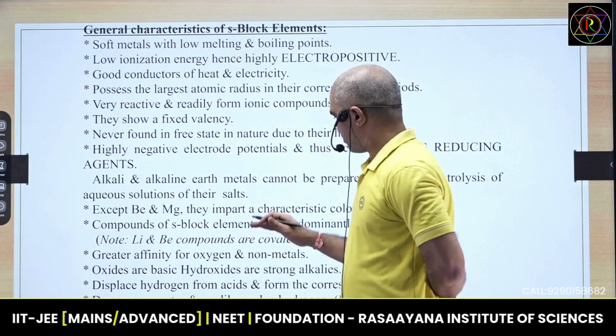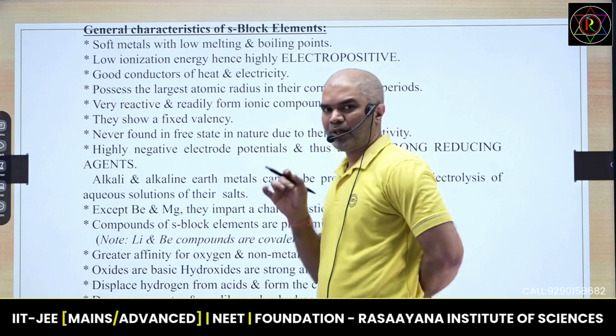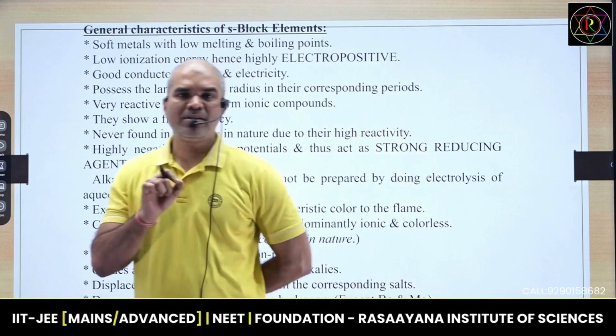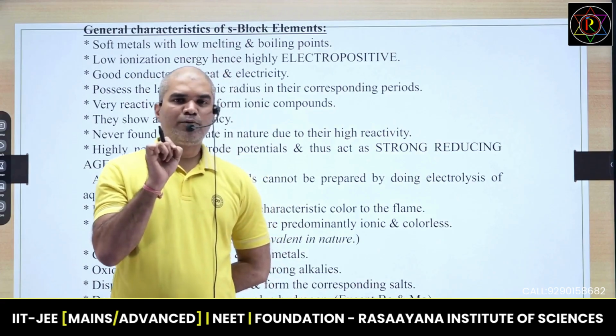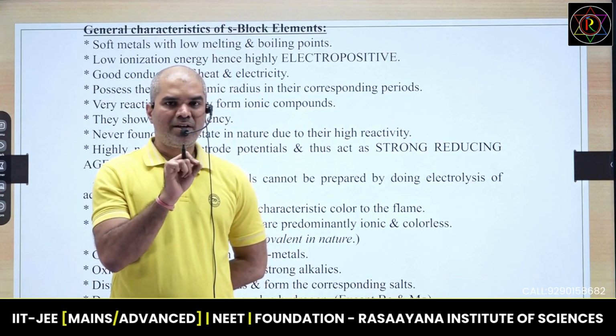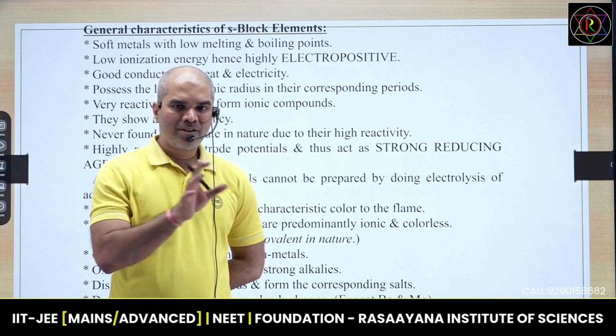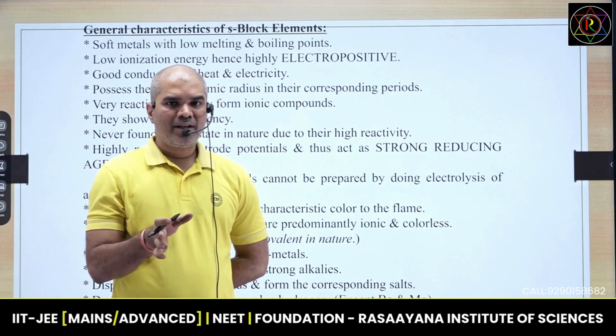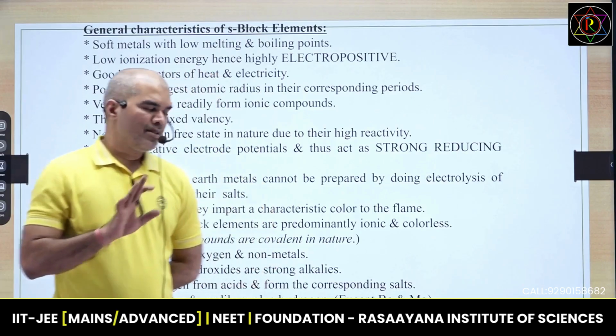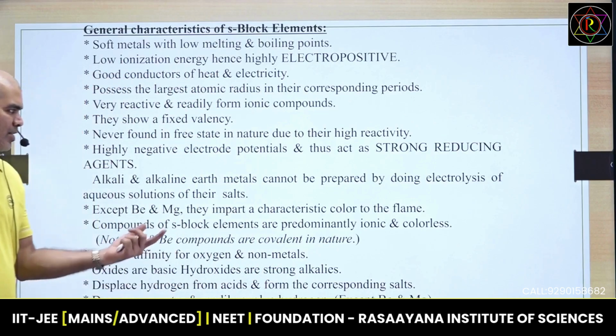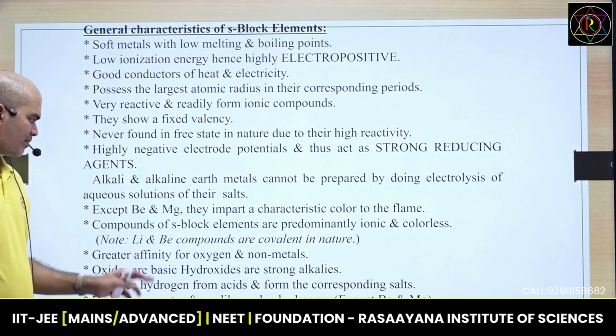Except beryllium and magnesium, they impart characteristic color to the flame. We will see in the 1A group and 2A group elements. For each element there is a characteristic flame color, where you can easily identify, if I get apple green, what is the element, or if I get a brick red color, what is the element. So there is ignition test also, or you can call it as flame test.